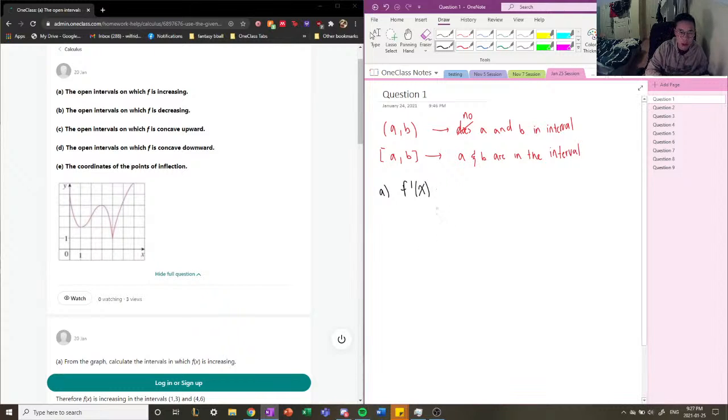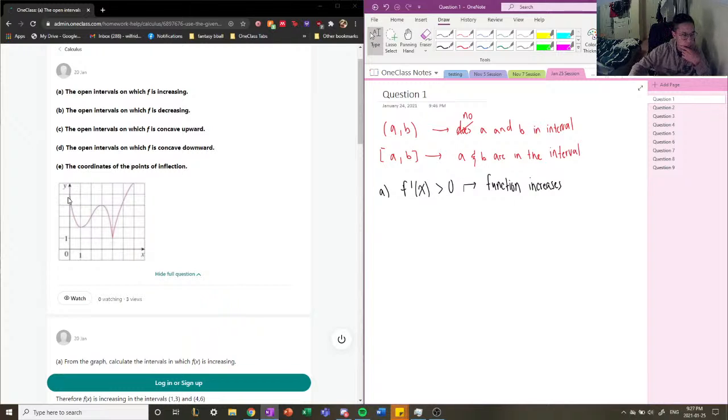Okay, so if f prime of x is greater than 0, so if it's positive, the function is increasing. That means that on our visual graph here, we're going to visually identify where on the graph our function is increasing. And by doing so, we're able to find the interval on which the function is increasing.